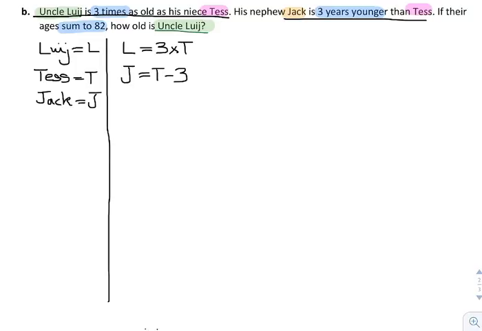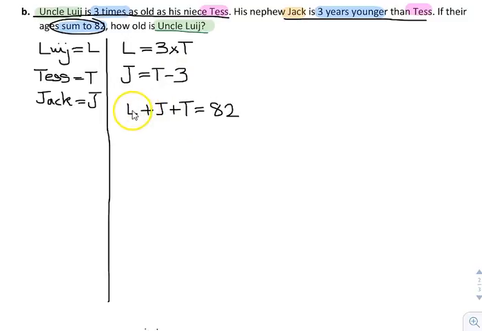Now using the last piece of information, that their ages sum to 82, we can create the last equation. So we know if they sum to 82, then Luigi plus Tess plus Jack is going to have to equal 82 years. That's all the information we can get from the worded portion of this question. And it's now just a case of using the three equations that we've created to solve it. What we should be noticing is that I've got Luigi's age in terms of Tess, and Jack's age in terms of Tess, and an equation where I've got Luigi and Jack and Tess.